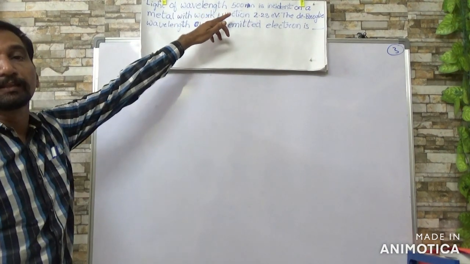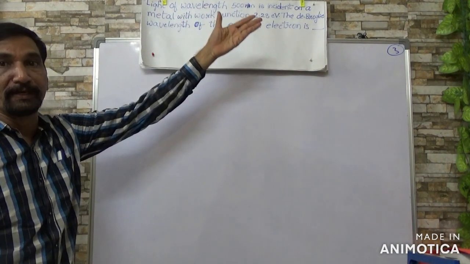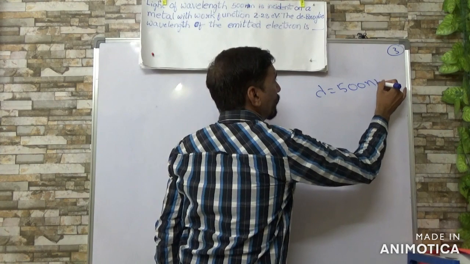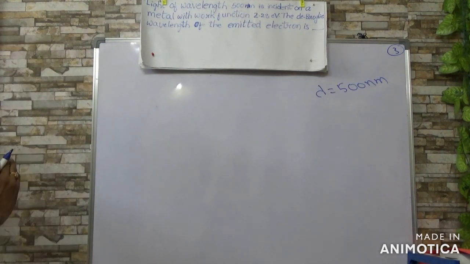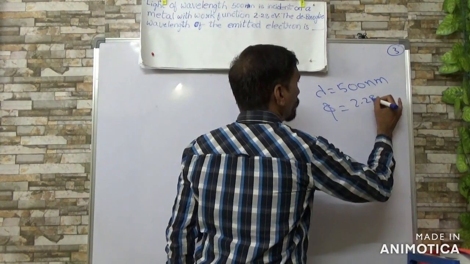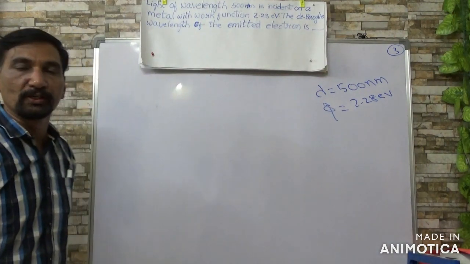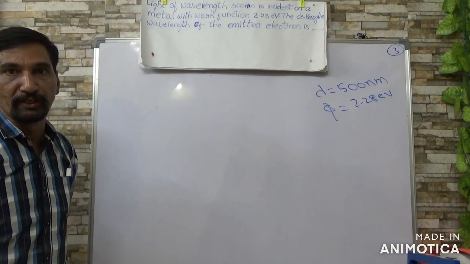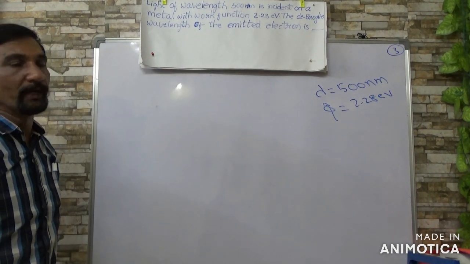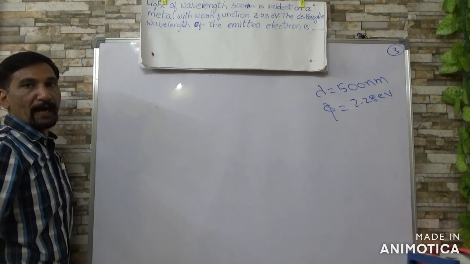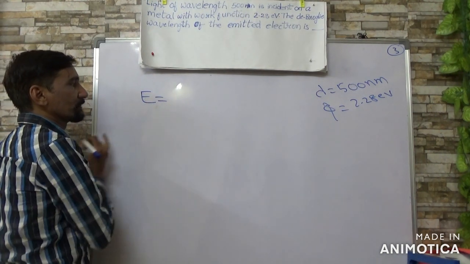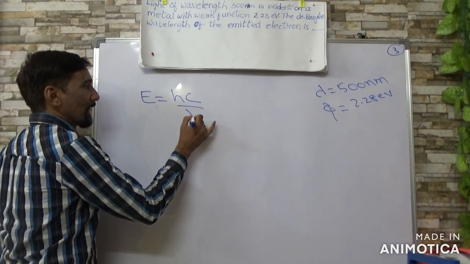Now about the given problem. A light of wavelength 500 nanometers, n means nano, you know, so wavelength is 500 nanometers, is incident on a metal, and the work function of that metal is 2.28 electron volt. Electron volt is also a unit of energy. So you want to find the de Broglie wavelength. According to Einstein's photoelectric equation, the energy incident is hc by lambda.